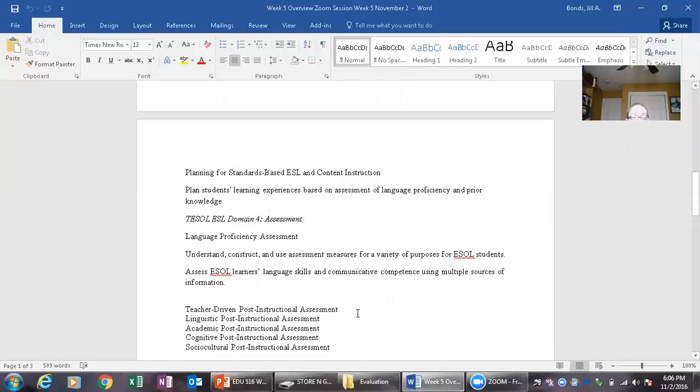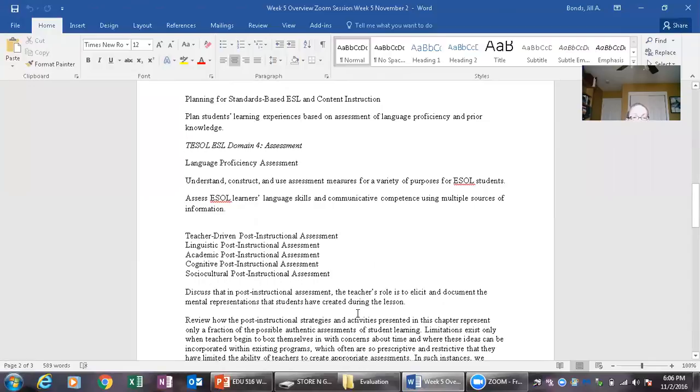We have teacher-driven post-instructional assessment, linguistic post-instructional assessment, academic post-instructional assessment, cognitive post-instructional assessment, sociocultural post-instructional assessment. In post-instructional assessment, the teacher's role is to elicit and document the mental representations that the student has created during the lesson. And once again, the teacher is really involved with that.